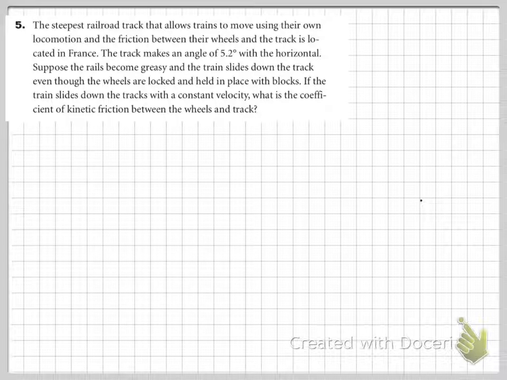We're told that a train has wheels locked and held in place with blocks, but despite all that, is sliding down the track with constant velocity. And we want to be able to find the coefficient of kinetic friction between the wheel and the track.